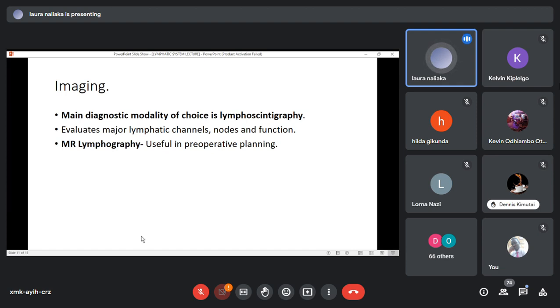So lymphoscintigraphy will evaluate the major lymphatic channels, the nodes and function. MR lymphography is also very useful, but it's useful in preoperative planning, especially in cases of obstruction of the lymphatic channels, not the nodes.